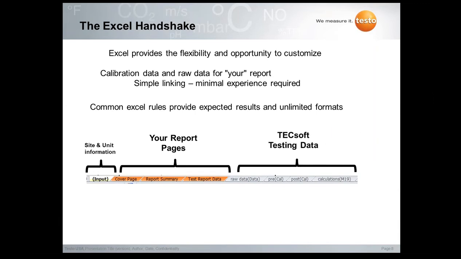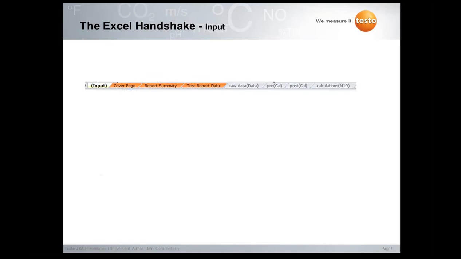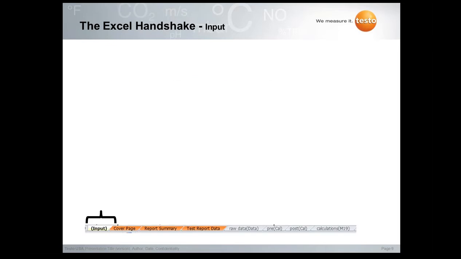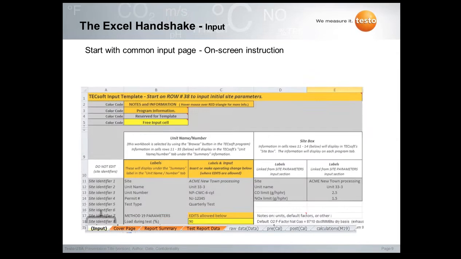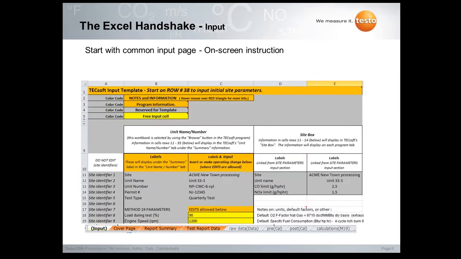And how it gets done is right here. We have an input page on this Excel sheet, and that's where the site information goes. We have these, which are your report pages. And these last ones, that's the TECSoft testing data. That's what gets put into any Excel spreadsheet. It doesn't matter what kind it is. By putting that in, now we can create a variety of reports.